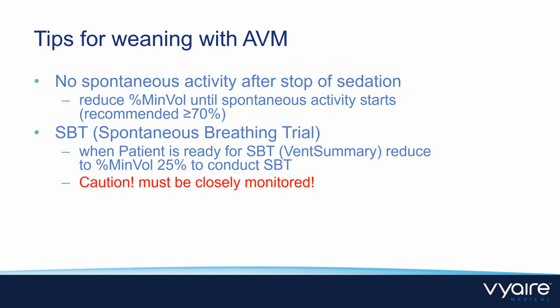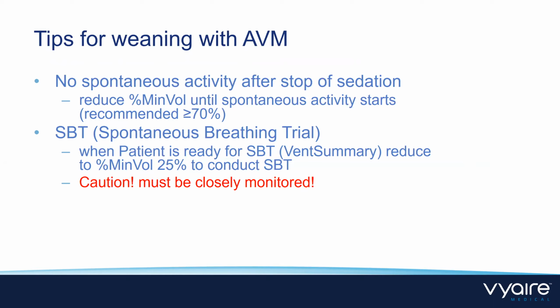And if you want to do a spontaneous breathing trial after the patient is really breathing constantly and stable, you can also do the spontaneous breathing trial on AVM by just putting the minute volume to 25%. So then also the support is at the very minimum, and the patient has really to breathe spontaneously on its own. But of course, like on any other spontaneous breathing trial, the patient must be closely monitored. If the patient fails the spontaneous breathing trial, you have to take measures against it.